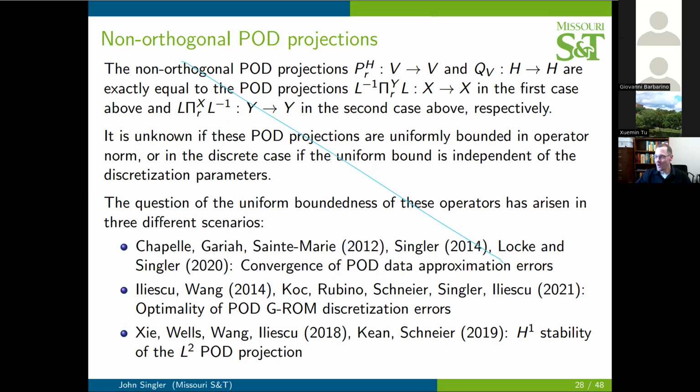All right. So these non-orthogonal projections acting on the wrong spaces are, in this case, exactly equal to these strange-looking projections, POD projections, that contain these compositions of different operators and projections. And again, the same problem we had. We didn't know if these things are uniformly bounded. And this question keeps coming up in a lot of different scenarios, and a lot of different people have looked at this, so I won't bother with that though.